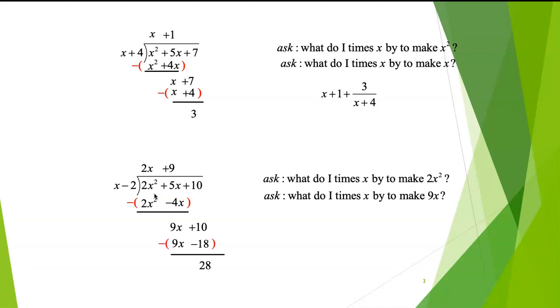And you get 28. Again, that's your remainder, because you have x here and you don't want any more x's. That's your final answer: 2x plus 9, which is the answer of the division, plus the remainder divided by the factor.